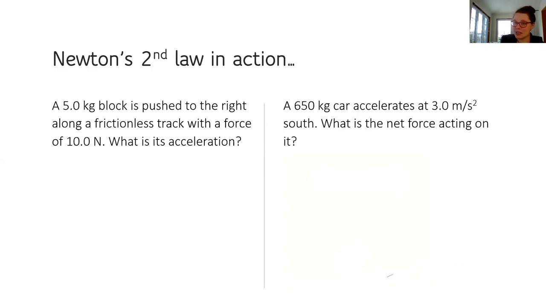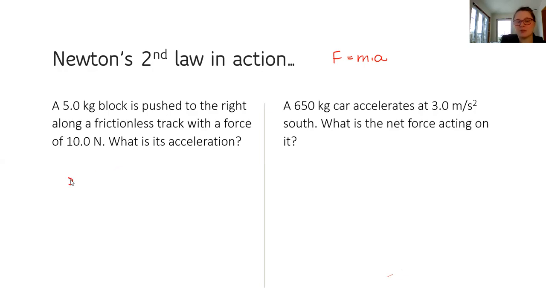All right, so let's do a couple of calculations using Newton's second law. So Newton's second law says that force equals mass times acceleration. A 5 kilogram block is pushed to the right along a frictionless track with a force of 10 newtons. What is its acceleration? So to figure this question out, we know that we have a force. It's a frictionless track, so that means there's no other forces on the object. I'm going to draw a free body diagram, even though I'm going to detail what a free body diagram is in a little bit.